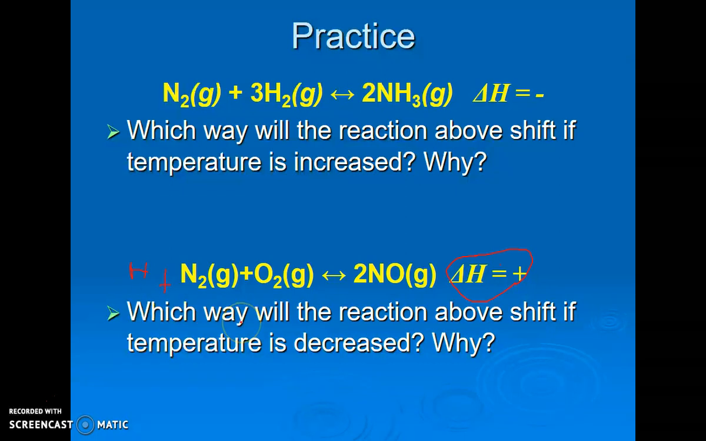So now the question is, which way will the reaction above shift if the temperature is decreased? Well, if the temperature is decreased, that means we want to add heat to the reaction. Which way will add heat to the reaction? If we go that way, we're shifting towards the heat. Actually, this reaction going forward is endothermic, but going in reverse is exothermic, and that's going to release heat into the environment, which will then bring the temperature back up.